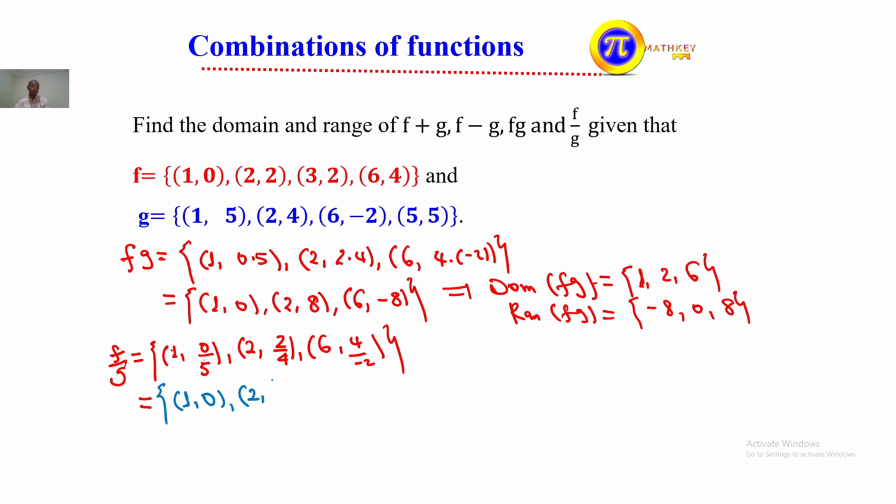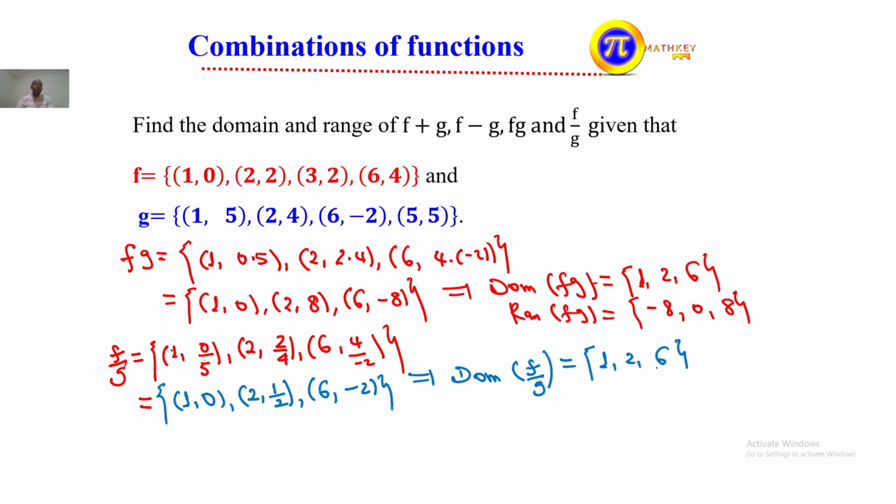It is 2 divided by 2 with 2 divided by 4. This is 1 over 2, or you can say this is 0.5. Here we have 6 into 4 divided by -2. This is negative. So what is the domain now? From this, our domain is the same as what we did before. Domain of f divided by g is the intersection of them, with domain g different from 0.